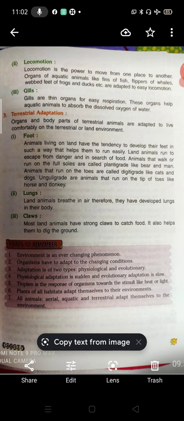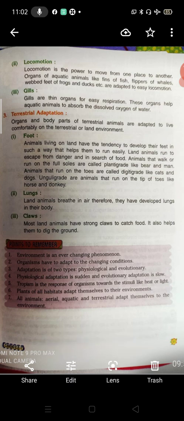Then comes gills. Gills are thin organs for easy respiration. These organs help aquatic animals to absorb the dissolved oxygen of water. So, gills are very thin organs, and that helps the animal in respiration. They are there in the aquatic animals. It helps in absorbing the oxygen which is dissolved in the water.